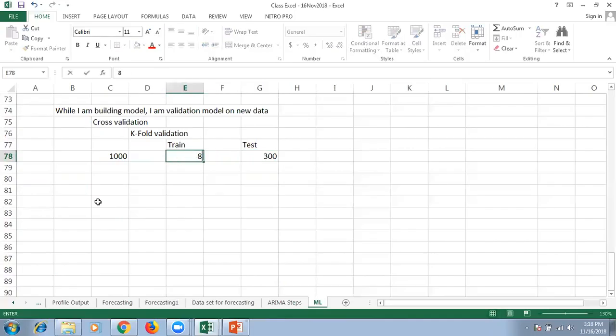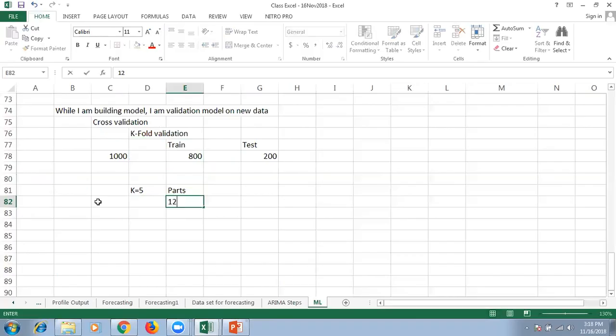Or just from a simplification perspective, I'm keeping it as 800 and 200. Now, if I'm taking a K-fold validation, suppose I'm taking K equal to 5. So what it will do is, these 800 observations will split into 5 equal parts. What does 5 equal parts mean?